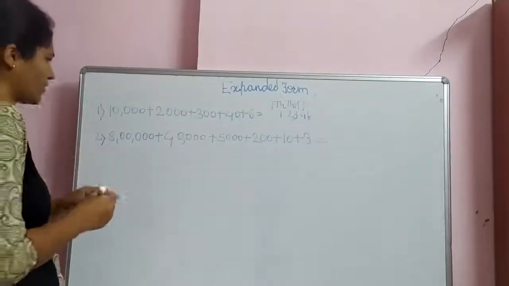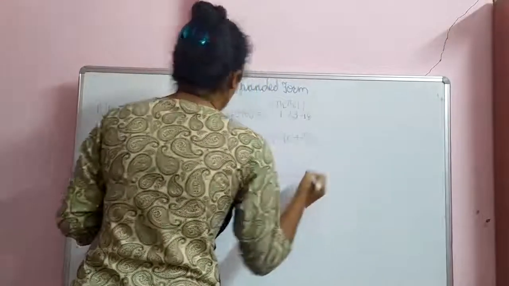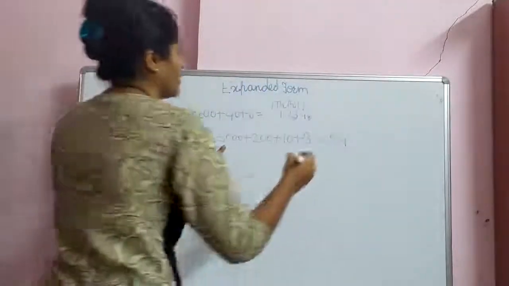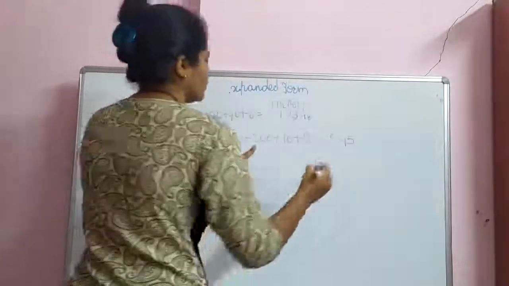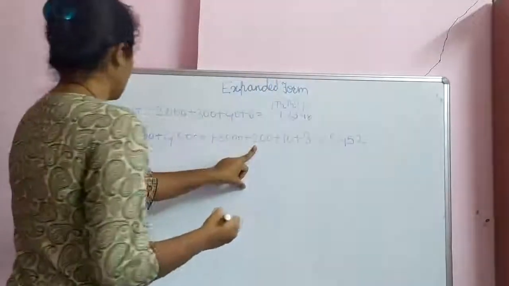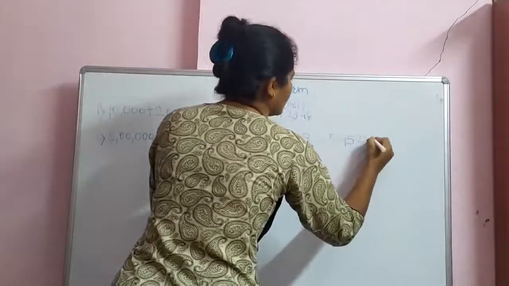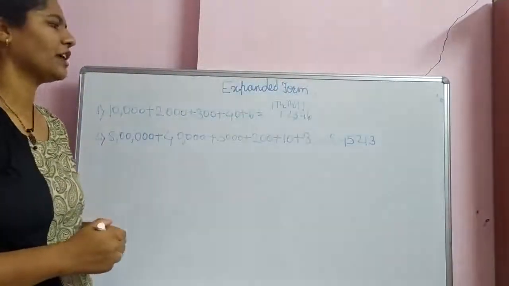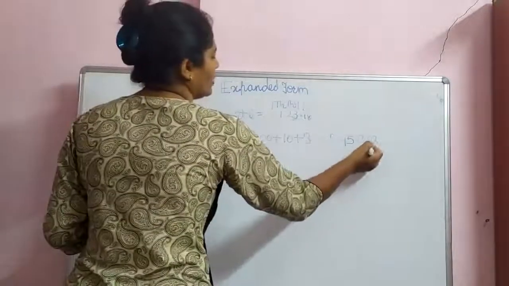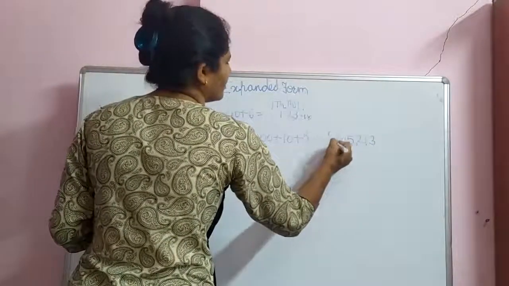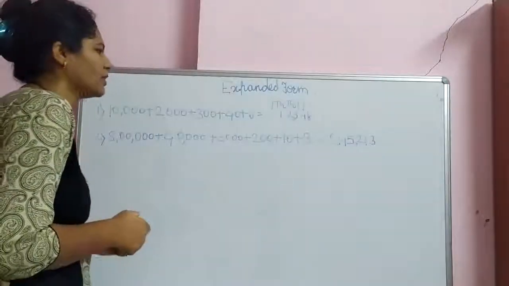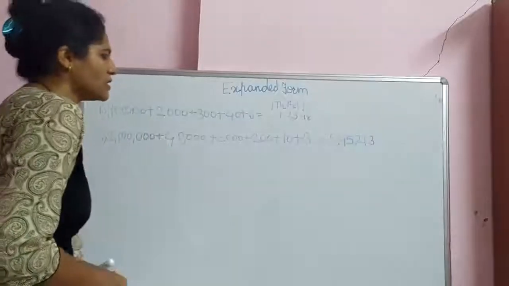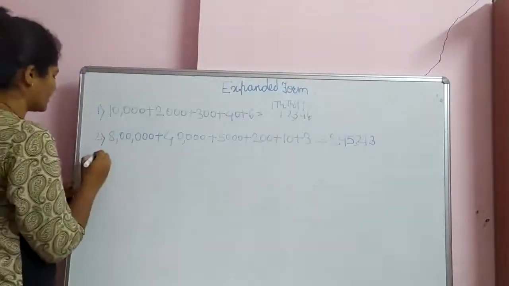Otherwise see here. First number, what is the first number? 8. Next is 4. Then what is next? 5. Next 2. Then next 1. And then 3. So now this is the standard numeral. We can make groups and read this number. 1, 2, 3, give a comma here and give a comma here also. So how to read this number? 8,45,213. So this is the standard numeral. Now we see the next example.